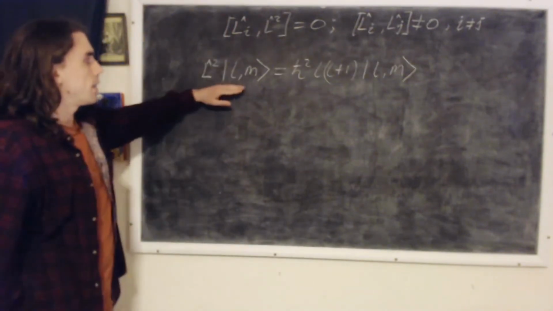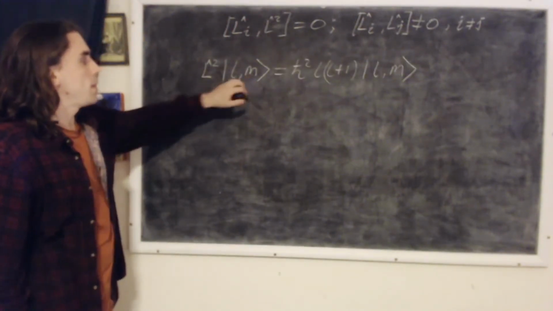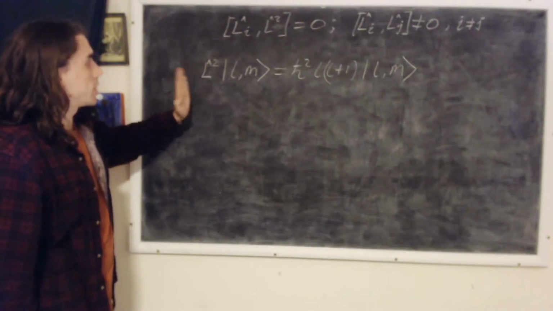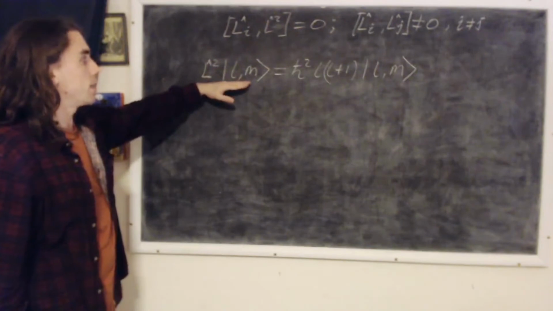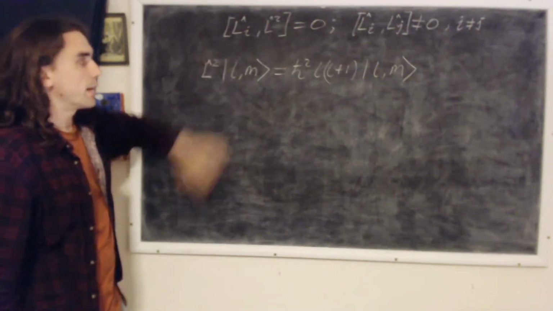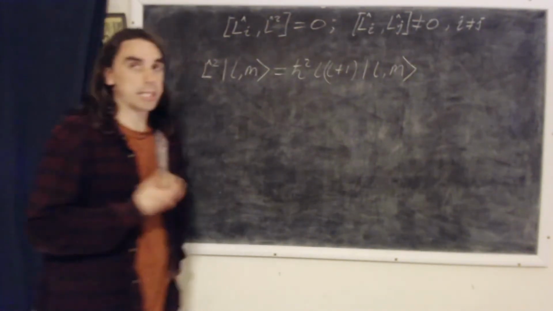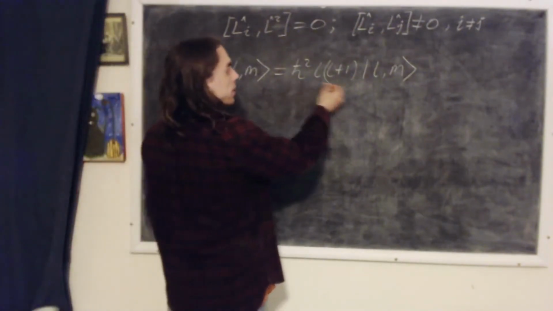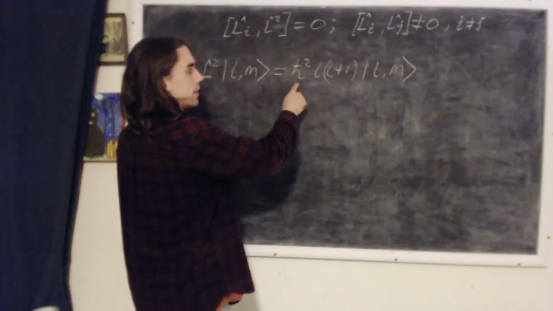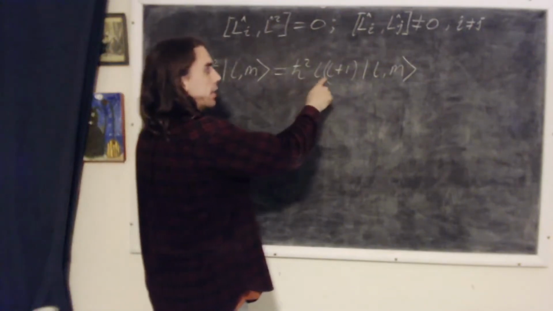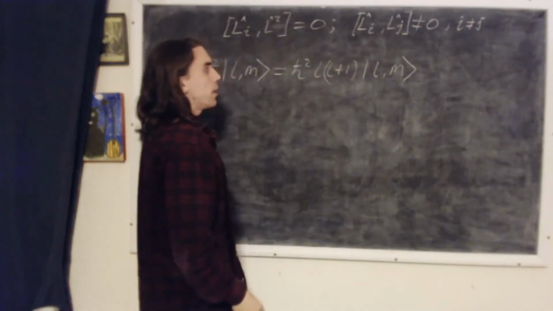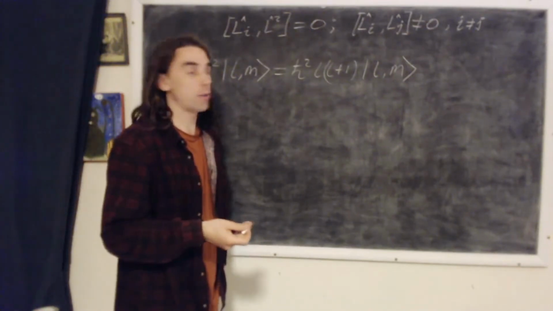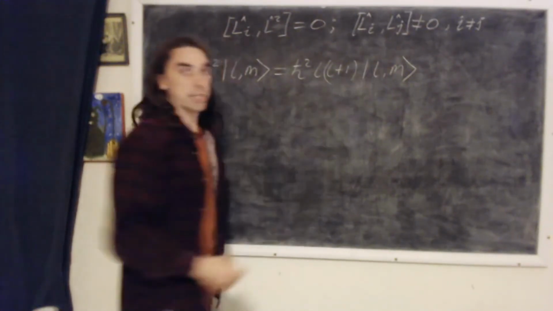We can define a state |l, m>, where l and m are integers, such that the operator L squared acting on this state returns the corresponding eigenvalue. Now, we'll see when we look in more detail at this in a couple of videos' time that the eigenvalue is most convenient to define in this way, h bar squared l(l+1), where l is an integer here, which is equal to or greater than 0, acting again on the state.